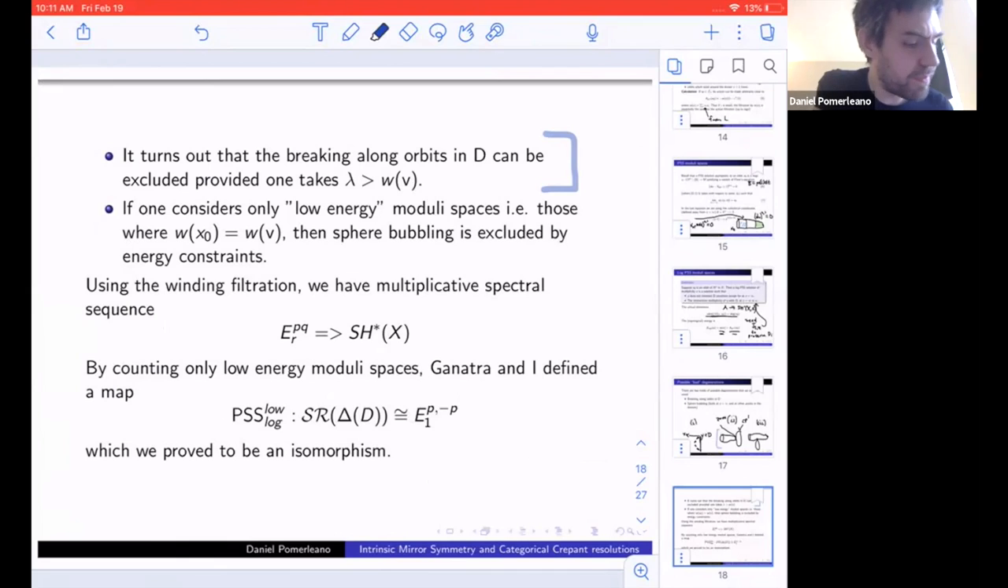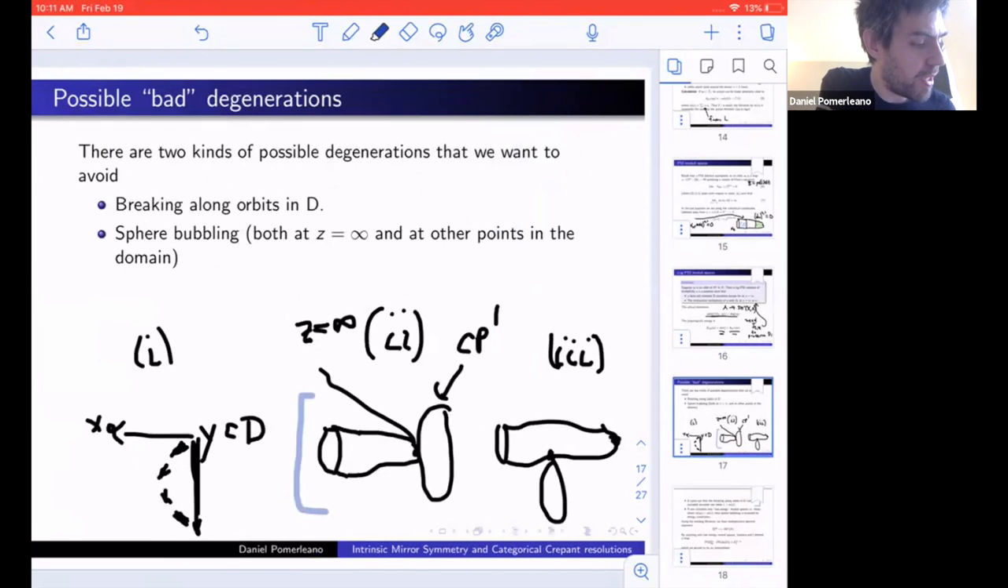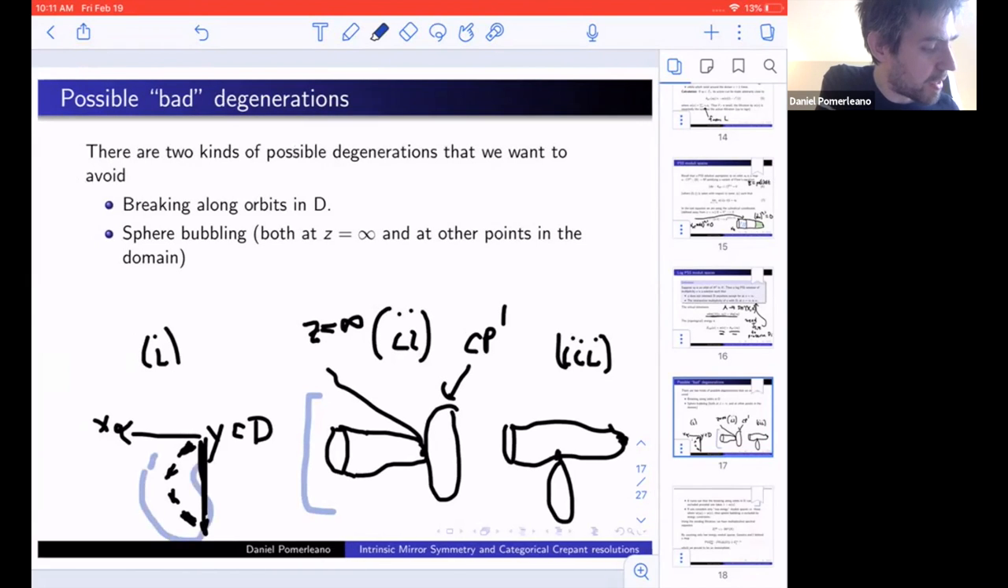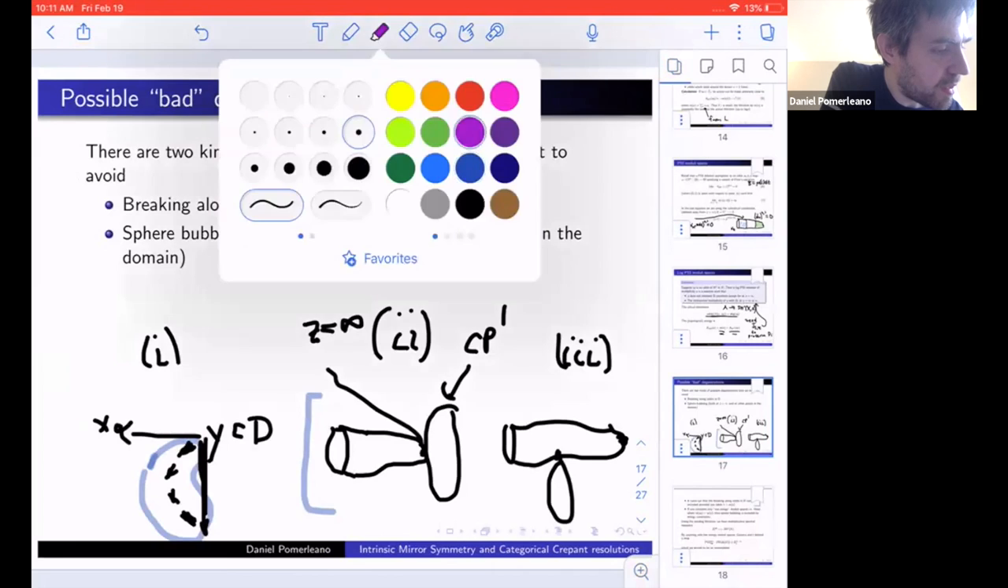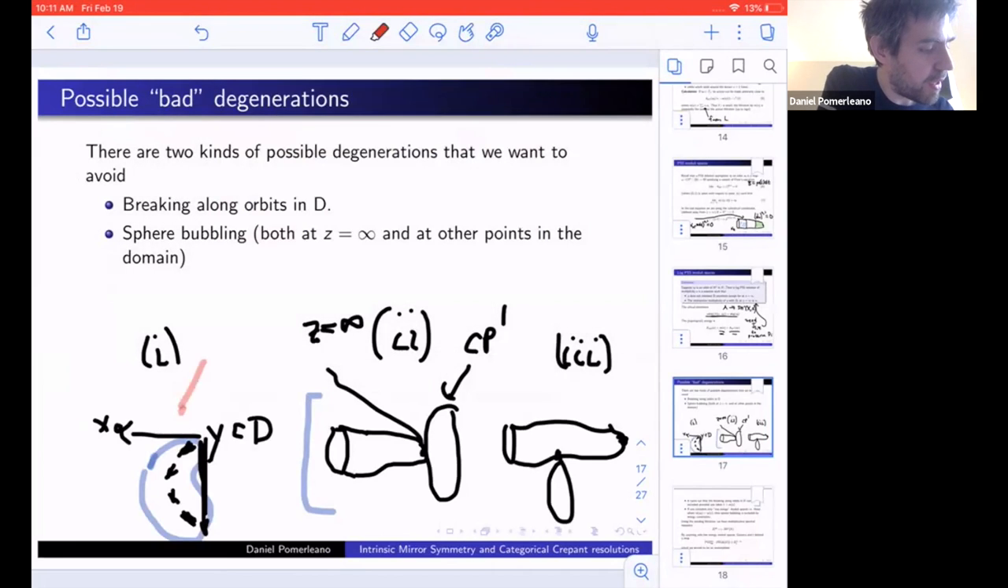So in this case, if this is your PSS component and this is your Floer trajectory, the argument is basically an integrated maximum principle argument that excludes, in this case, a Floer trajectory. There are Floer trajectories like this, but they have too big of an energy.